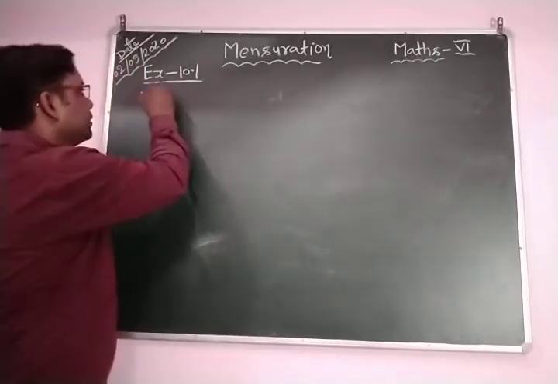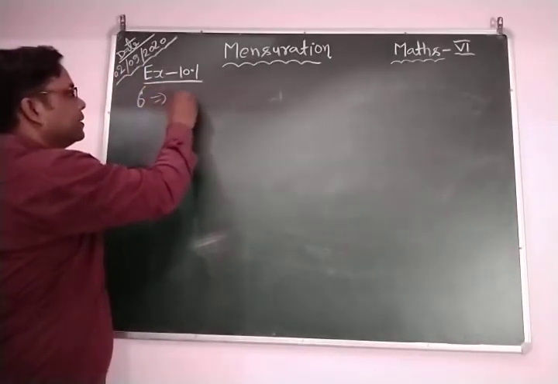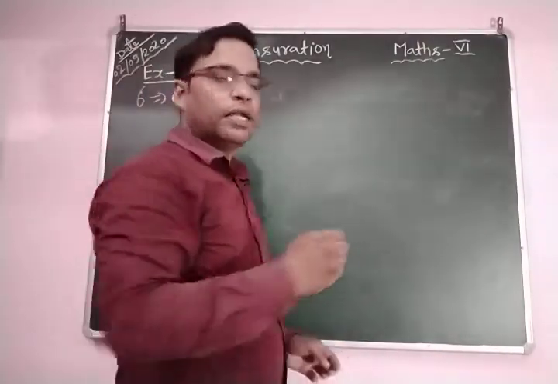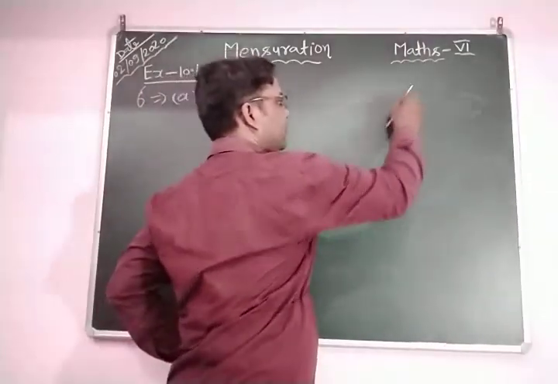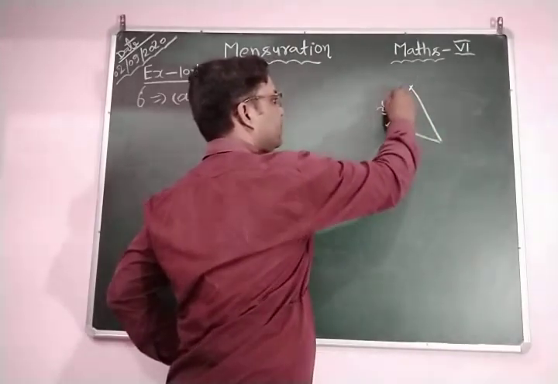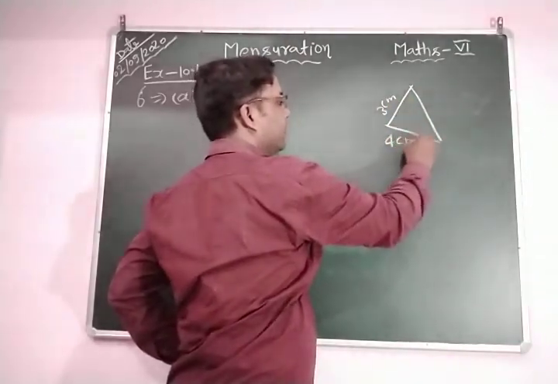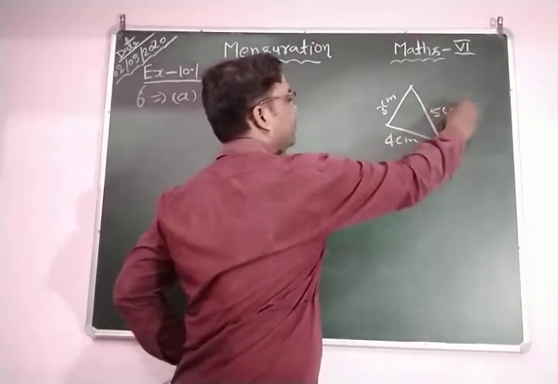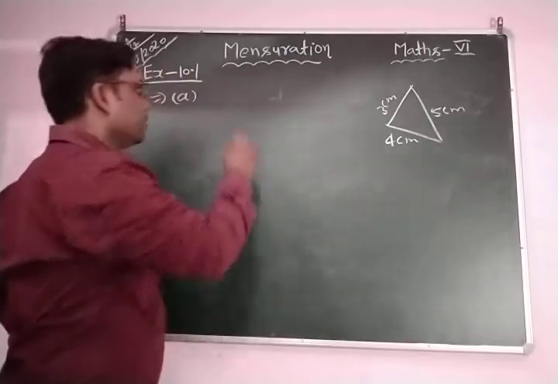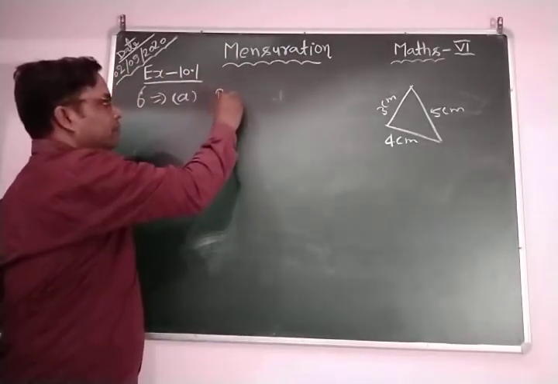In question number 6, part A, we are given a triangle whose sides are 3, 4 and 5 centimeters. Suppose this is a triangle whose sides are 3 centimeters, 4 centimeters and 5 centimeters. We need to find the perimeter of this triangle.